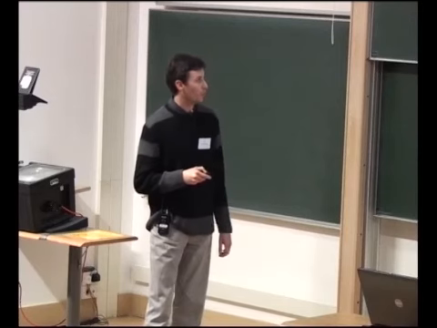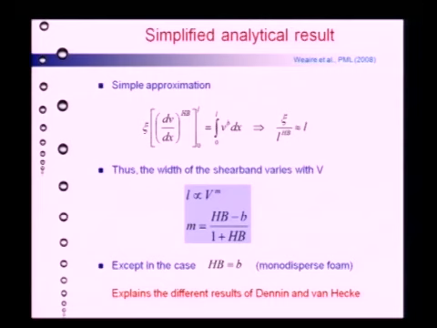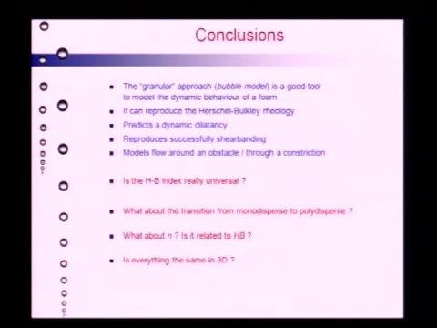In general, m is always negative, so if you increase the velocity, the shear band becomes narrower, which is what was observed. And there is a case where the Herschel-Bulkley index is equal to the wall friction index, which is what happens for a monodispersed foam, and then there's no dependence on V anymore. And that's why Denin found something independent of V, because he had a monodispersed foam.